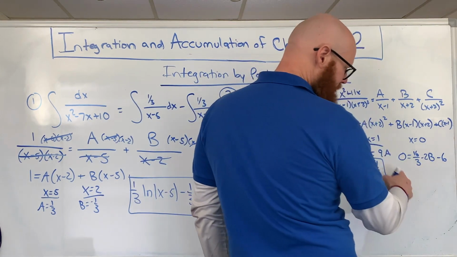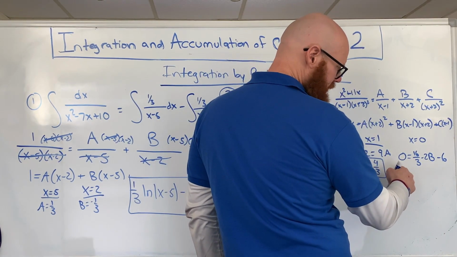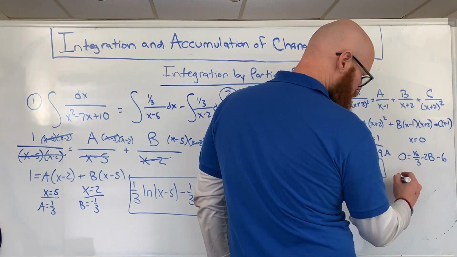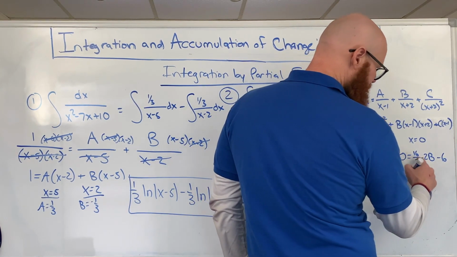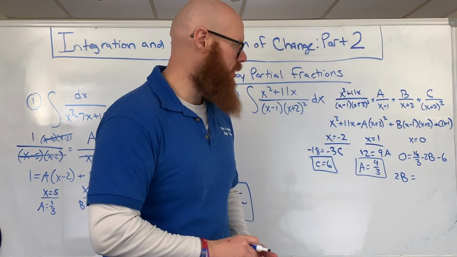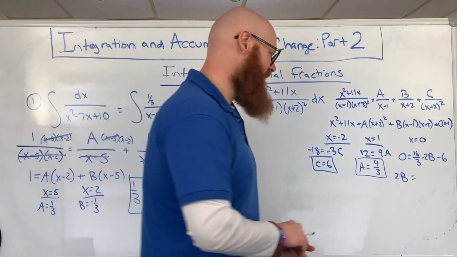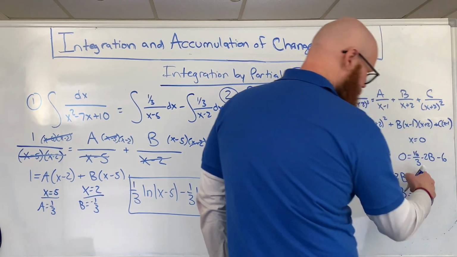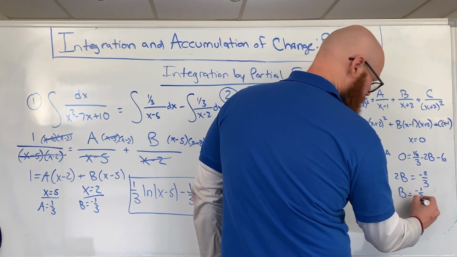So I can add the 6 to the other side and do 6 minus 16. Or no, actually, I'm going to add 2b to this side. And then 16/3 minus 6, 16/3 minus 18/3 is -2/3. So if I divide by 2, b is -1/3.